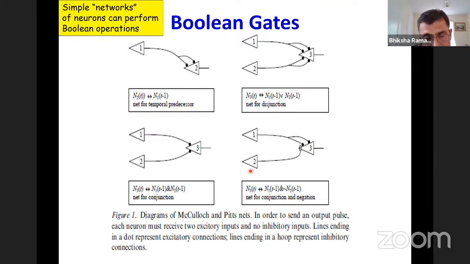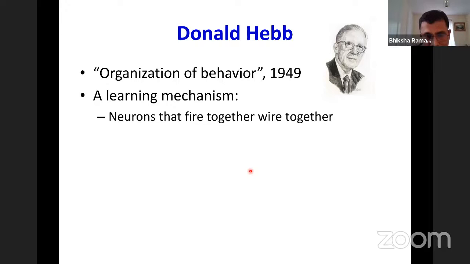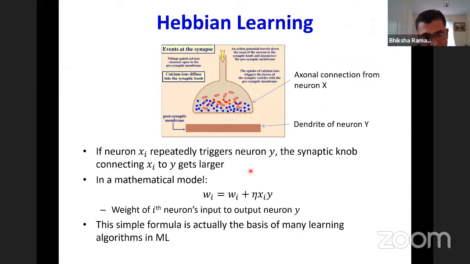So you see, once you can construct all of these basic Boolean gates, you can construct all kinds of Boolean circuits. And so it eventually becomes possible to compose pretty much any Boolean circuit using McCullough and Pitts neurons. But then McCullough and Pitts overstated their case. They claimed their machine could emulate a Turing machine. You can show that it cannot because it's finite state. And they also said we can build a machine using these neurons. They didn't show you how to build a machine for any generic Boolean function. So they didn't give you a learning mechanism. For that, we had to wait for Donald Hebb in 1949. He came up with a learning mechanism which said neurons that fire together, wire together. So the basic idea that he had was this one.